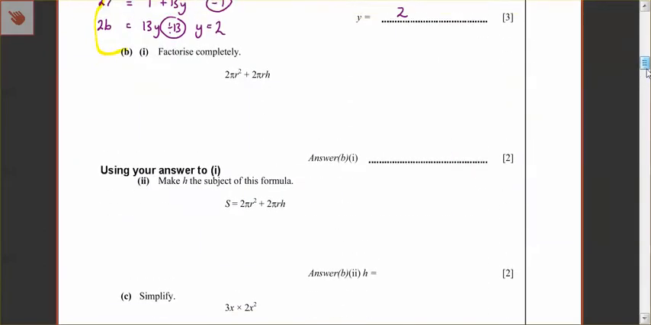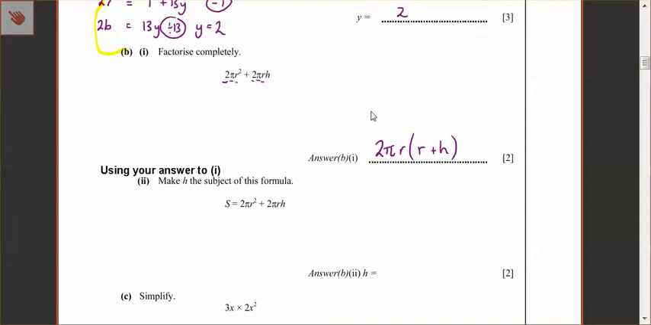Right, factorising. Common factors, what's in both? A 2 and a pi and an r. So, 2 pi r. And what comes out? Well, 2 pi r times r gives you 2 pi r squared, and 2 pi r times h gives you the 2 pi r h. Was it that easy?